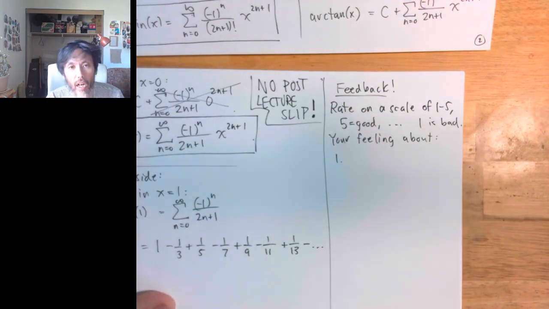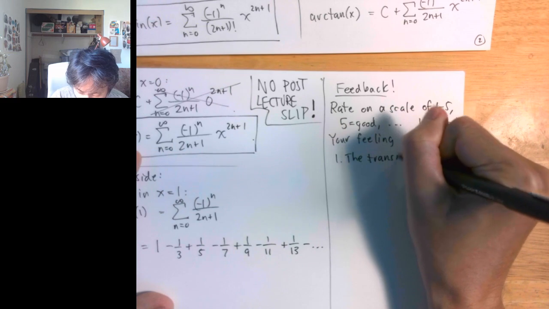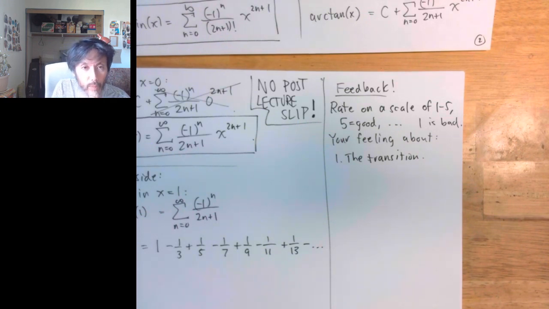One, the transition. By the transition, I'm referring to those days where it became very clear, or at least it was clear to me, that this coronavirus thing was super serious and we needed to be responsible human beings and not do in-person classes. I want you to tell me how that transition went.